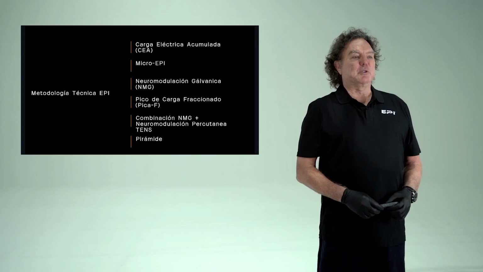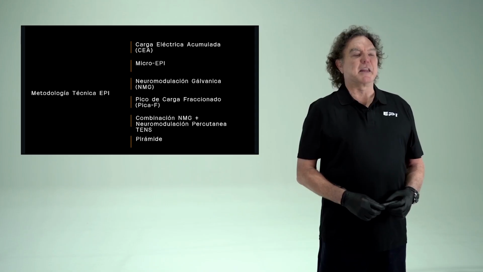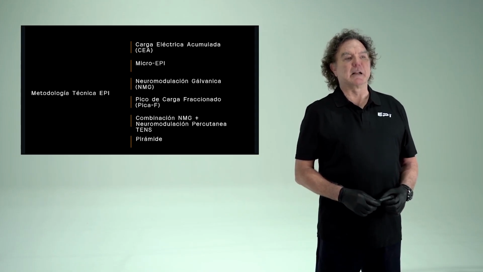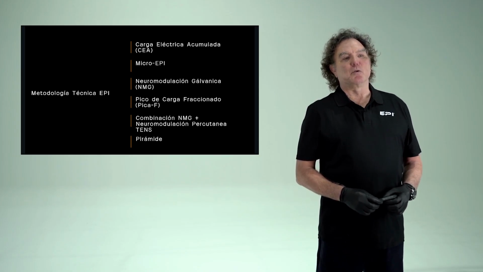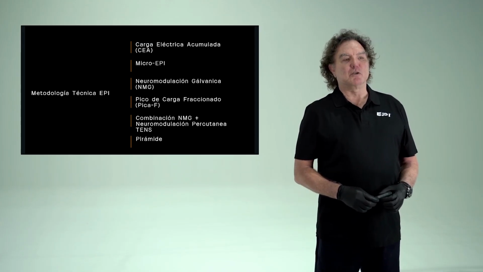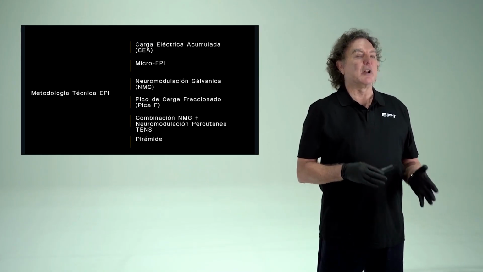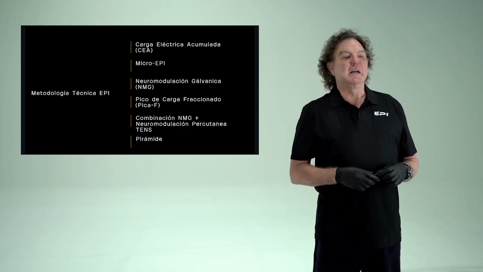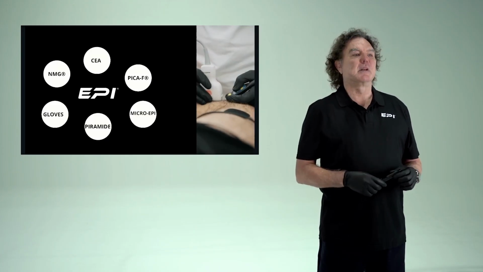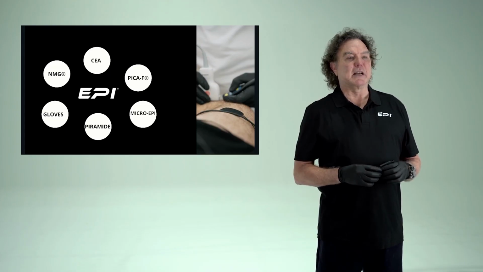Now we're going to talk about the methodology of the EPI technique. We'll discuss what accumulated electric charge is, or CEA, what galvanic microcurrent is, or micro-EPI, galvanic neuromodulation, or NMG, fractionated charge peaks, or PICAF, the combination of galvanic neuromodulation with functional pain neuromodulation, and the pyramids. This is the precise methodology that we routinely use when we treat different tissues with the EPI technique.